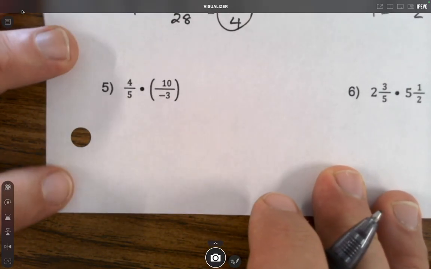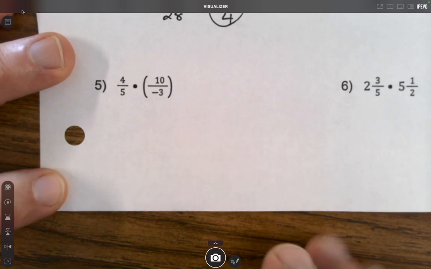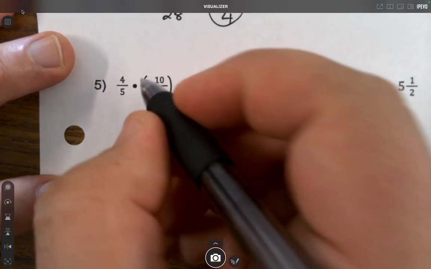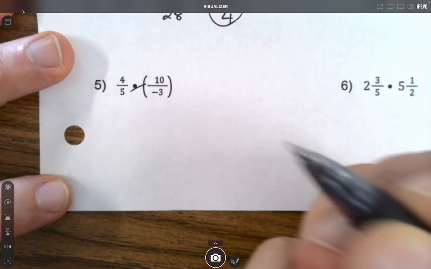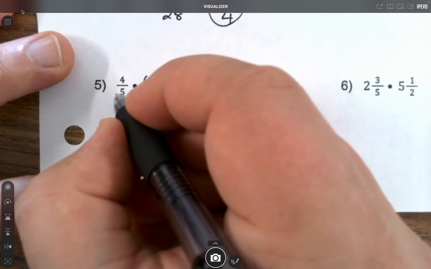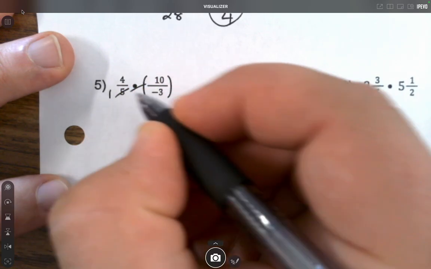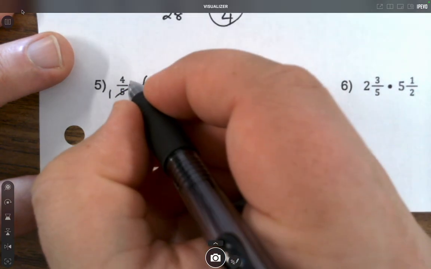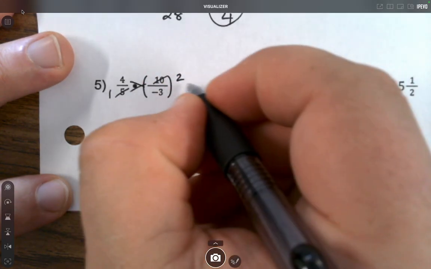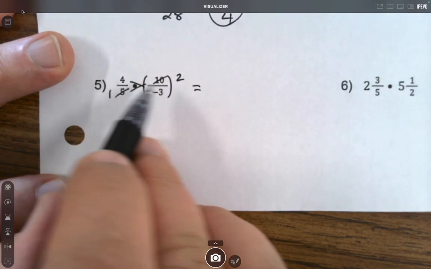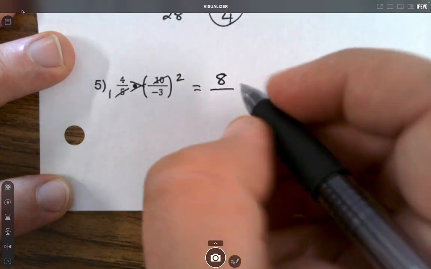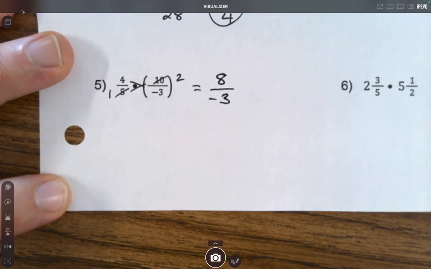Okay, 5 is already in the form we want it to be. There's no mixed numbers. So we look for some cross products to simplify. 5 and 10 we can simplify. Divide them both by 5. 5 divided by 5 is 1. 10 divided by 5 is 2. And 4 and 3 won't reduce at all. So I get 4 times 2 on top, that's 8. I get 1 times negative 3 on the bottom, and I get negative 3.